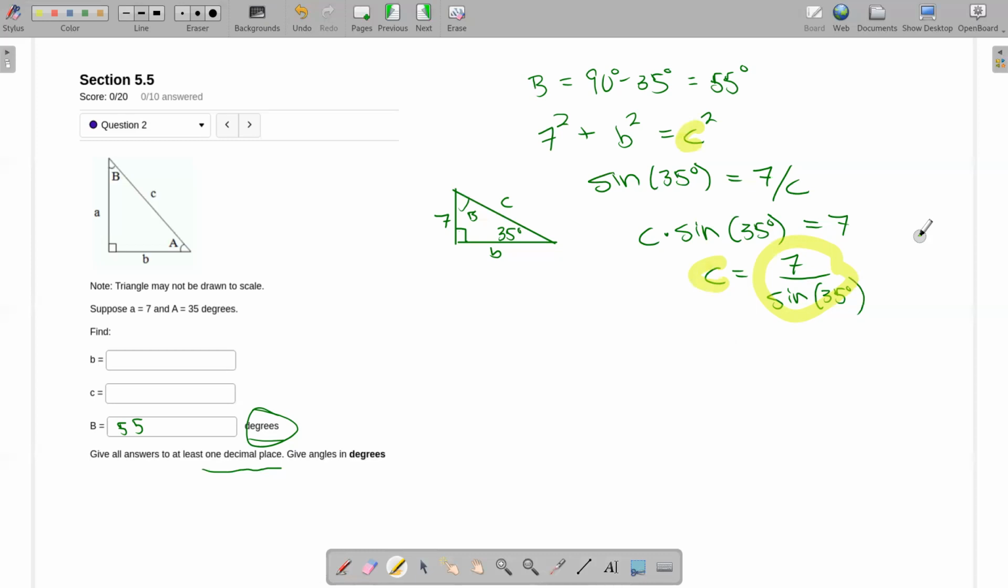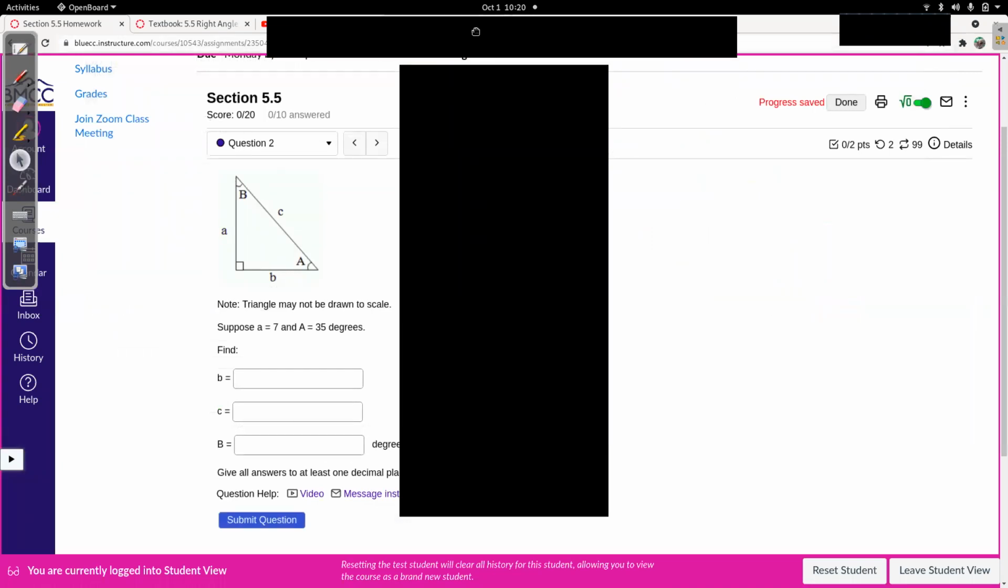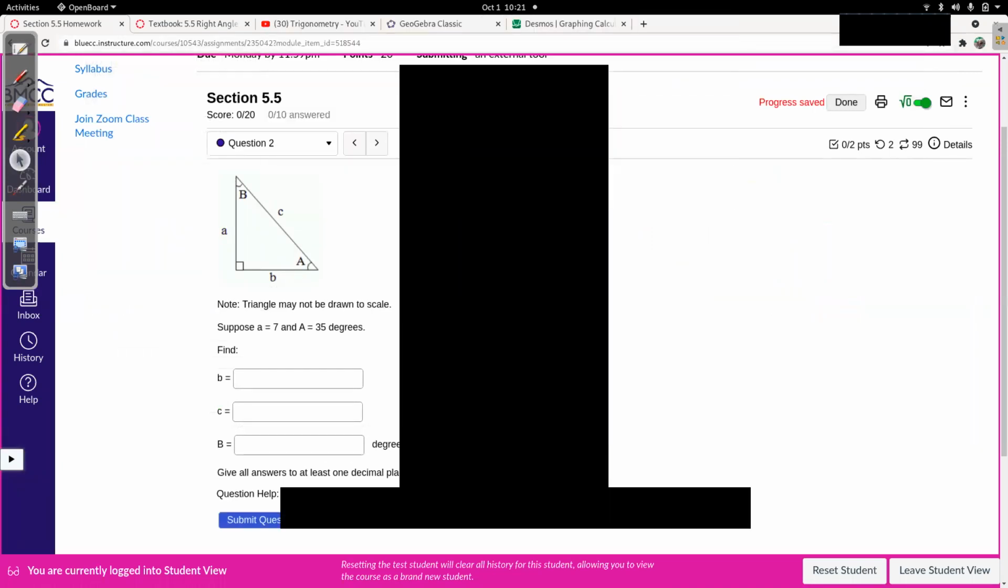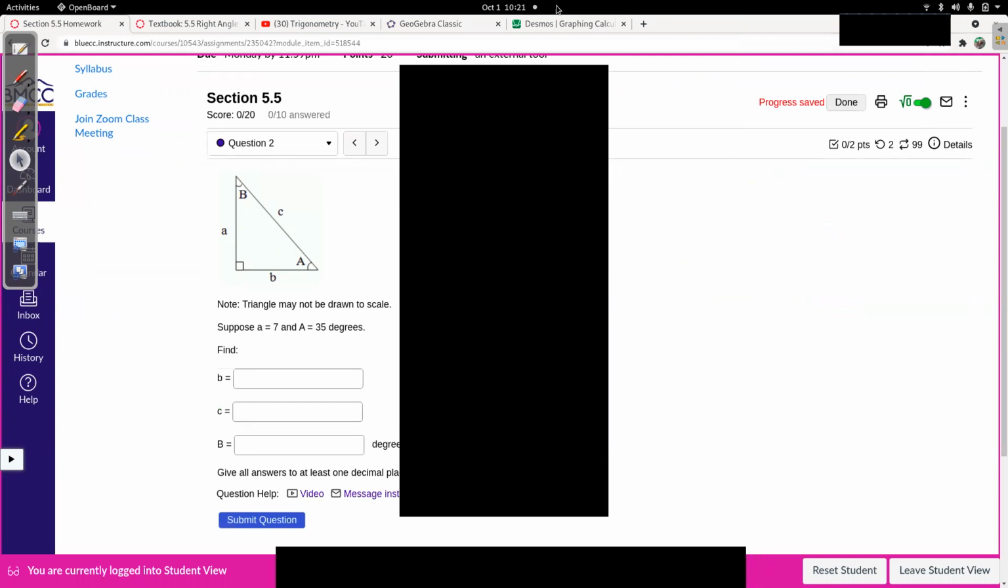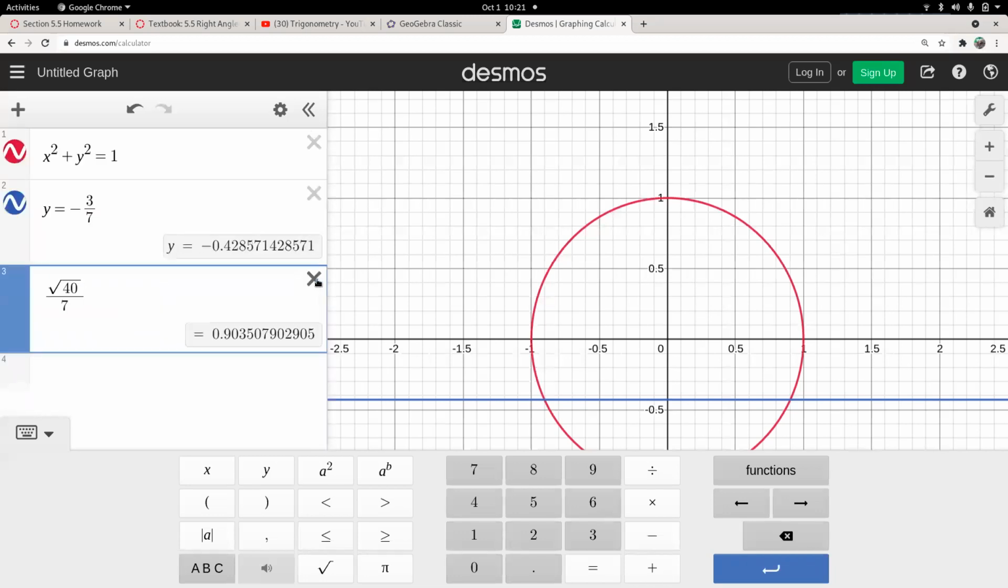So here's the way I will go about it. I will get that on the calculator, but I'm going to hold on to its value. So let's use Desmos this time. Let's see, Zoom, you're in my way. Let's move you down there maybe. Okay, and let's just clear some stuff from before.